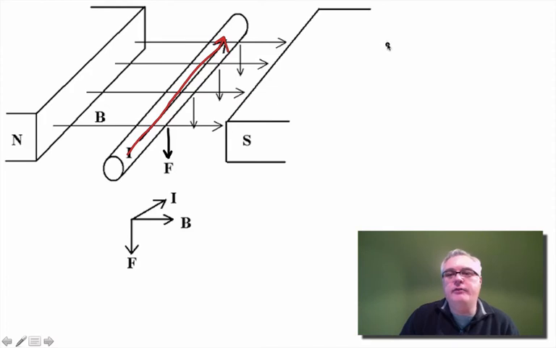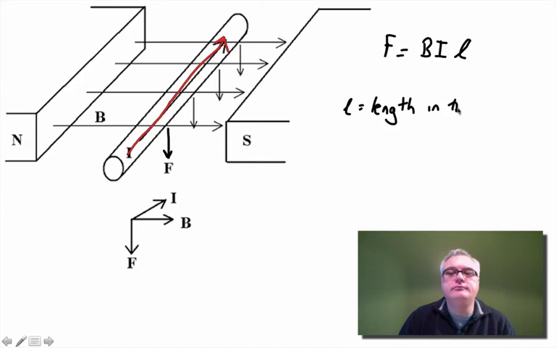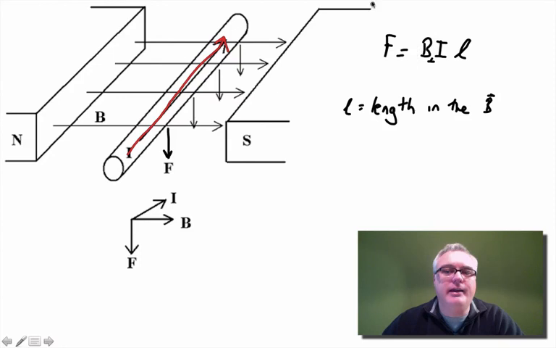Now the magnitude of the force on this wire is the magnetic field times the current times the length of the wire. So L is the length of wire that's in the magnetic field. Again, only the perpendicular component of the magnetic field causes any force. So here they're nice and perpendicular, but you have to keep in mind that you may have to add in a cosine theta or a sine theta to this term.